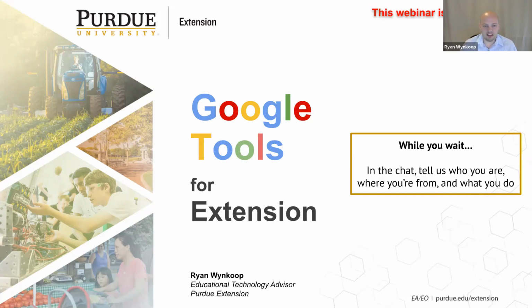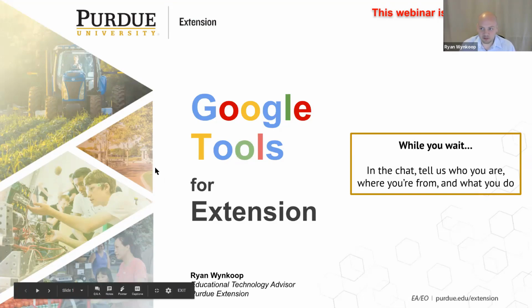I know you all have a lot of things on your calendar and schedule, but it's important to take time out to learn about some new tools that can help us be a little better at our job or help us serve our clientele a little better. So that's what we're going to do today with Google Tools for Extension. I did call it Google Tools for Purdue Extension, but we have some Extension colleagues from across the nation joining us here this morning. So these tools are applicable to anyone, anywhere in Extension. So if I say Purdue Extension, just insert your own institution's name.